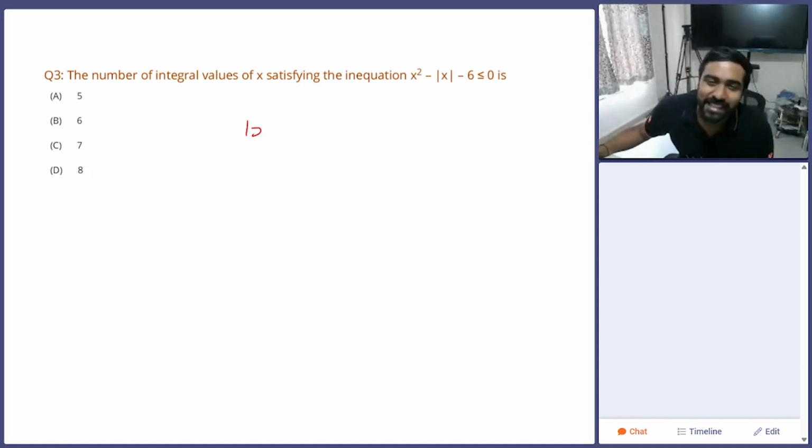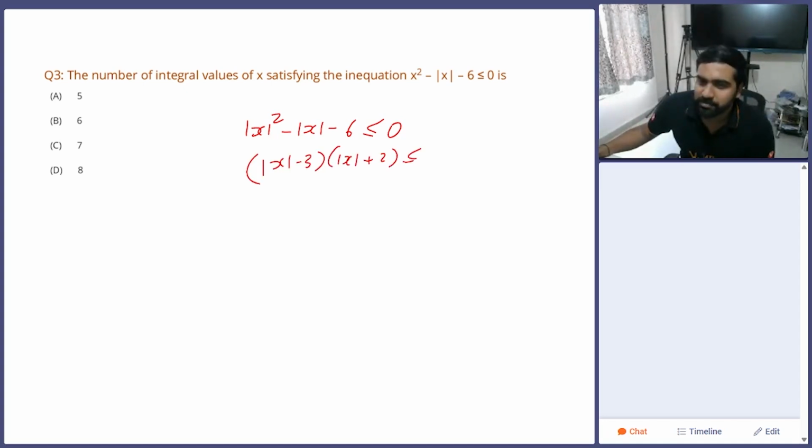Extremely simple inequality. You have mod x squared minus mod x minus 6 less than or equal to 0. Can I simply factorize this as (mod x minus 3) into (mod x plus 2) less than or equal to 0, which can be written as mod x lying between minus 2 and plus 3.